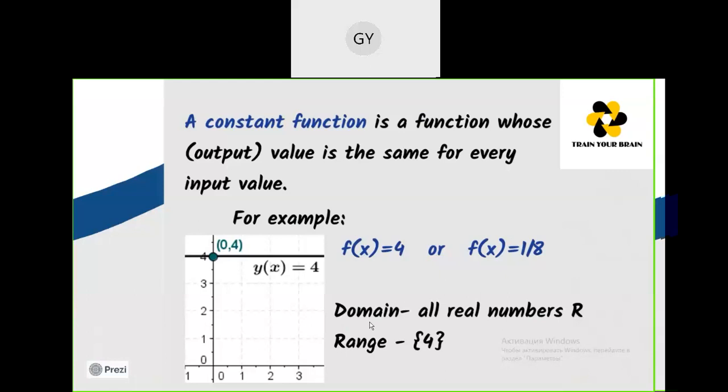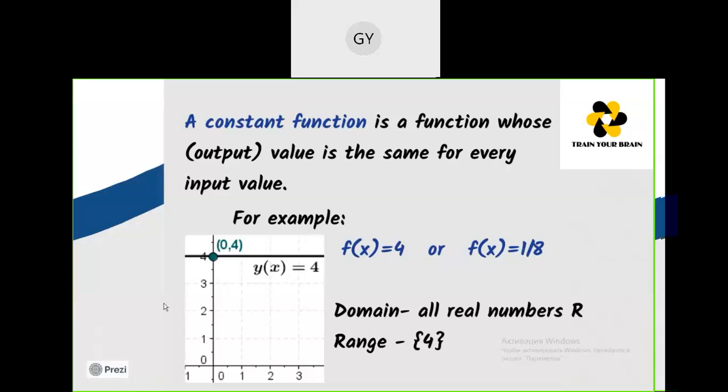Namely, f of 0 is equal to 4, f of 1/3 is equal to 4. No matter what value of x is input, the output is 4. It means no matter what number we put instead of x, the value of y doesn't change. And you may wonder what a constant function would look like on a graph. Well, if you have ever seen a horizontal line, then you have seen the graph of a constant function.